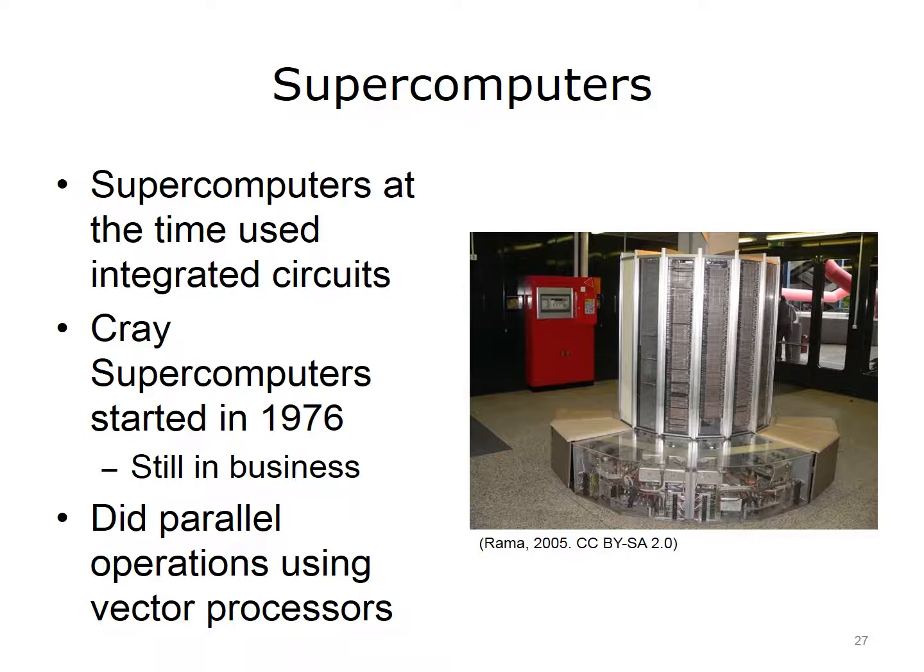Supercomputers were another group of computers available at the time. Supercomputers used integrated circuits and were used to perform calculations on huge amounts of data. Cray Supercomputer is a company that started in 1976 and is still in business today. Cray created vector processors that could do operations in parallel. A vector processor is a set of processors, each with its own data set on which it performs calculations. These computers are very difficult to program and require data that can be divided into subsets.